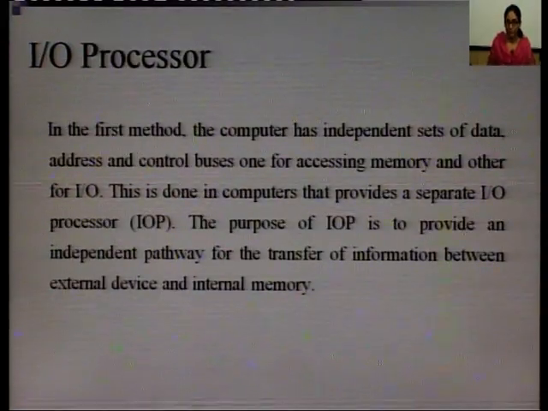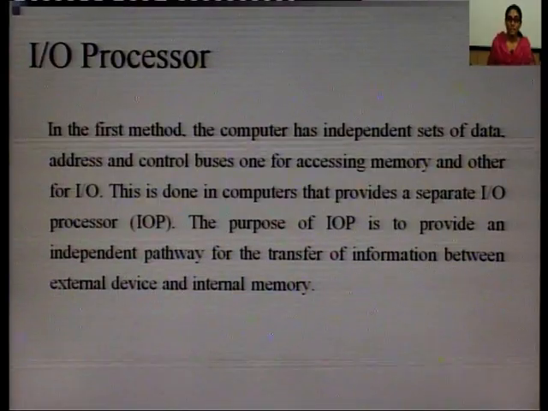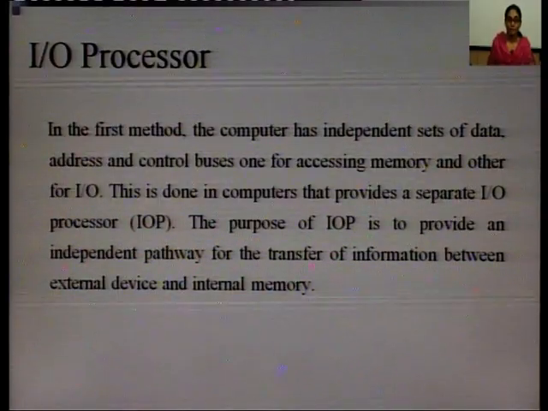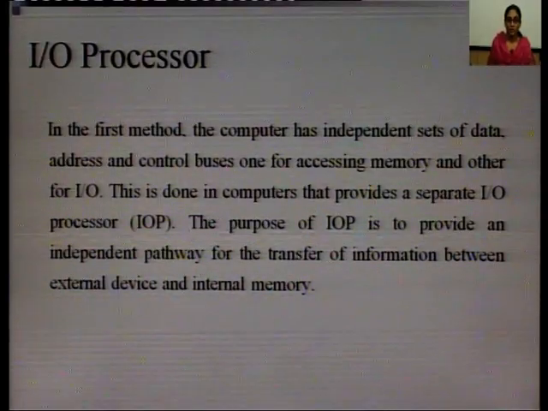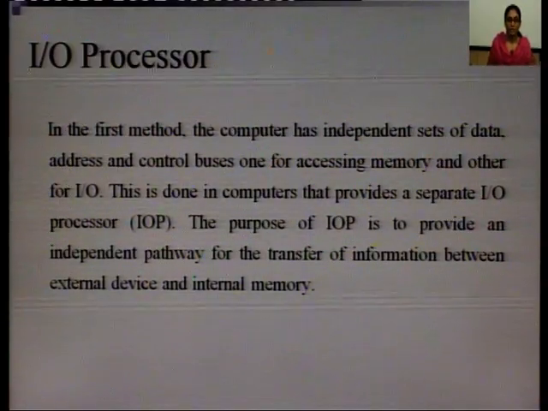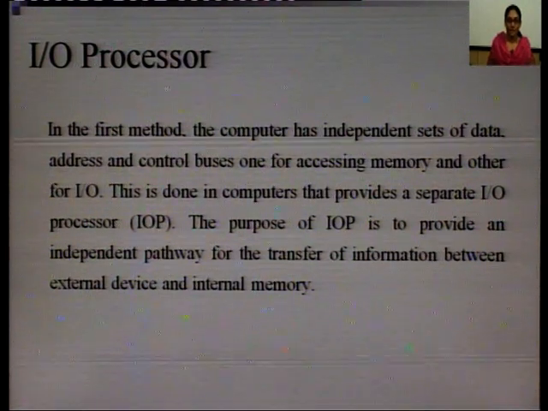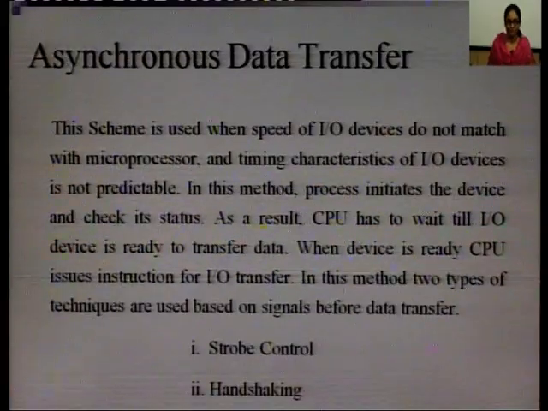Suppose we consider the first method, where the computer has an independent set of data, address and control buses, one for accessing the memory and another for accessing the input output. This can be done by providing a separate input output processor. The purpose of the input output processor is to provide an independent pathway for the transfer of information between external devices and internal memory.